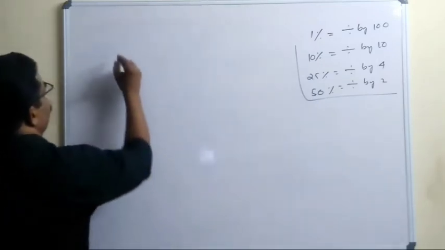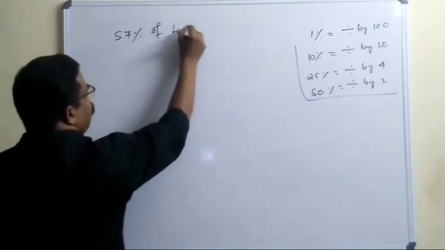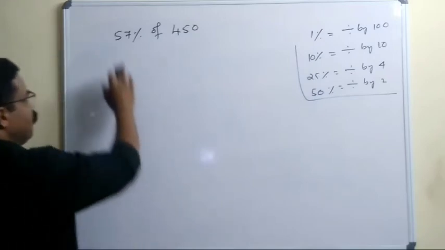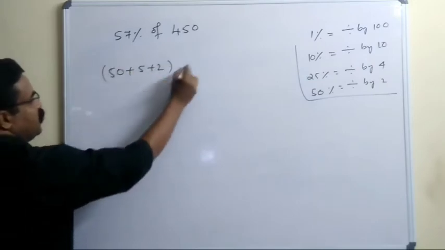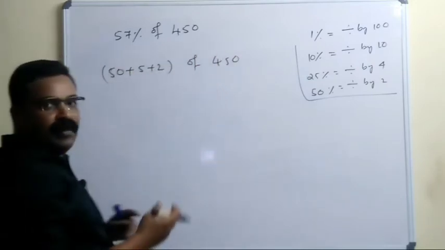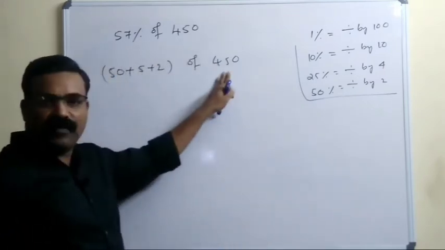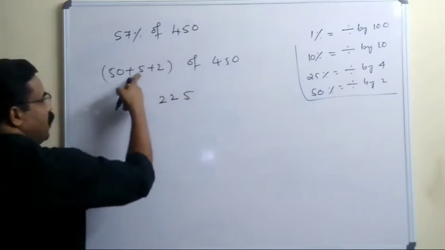57 percentage of 450. How can we split 57? We can split 57 as 50 plus 5 plus 2 percentage of 450. 50 percentage of any number will be what? Divided by 2, half of the number. So 50 percentage of 450 will be equal to 225.